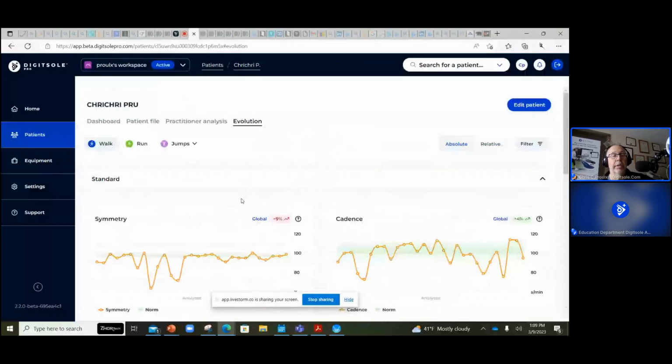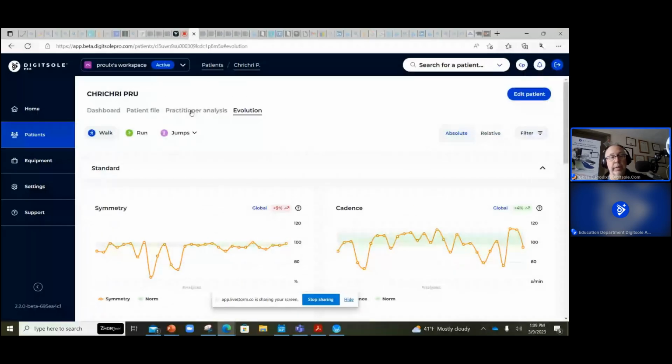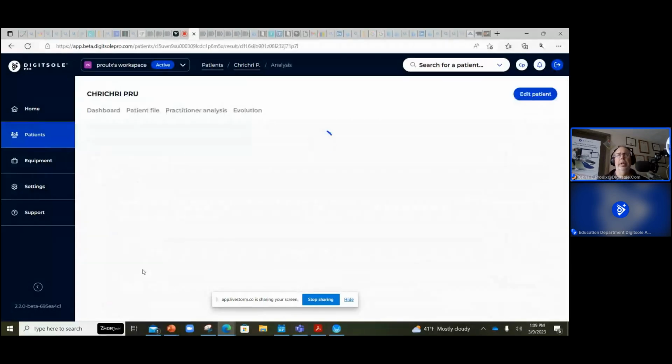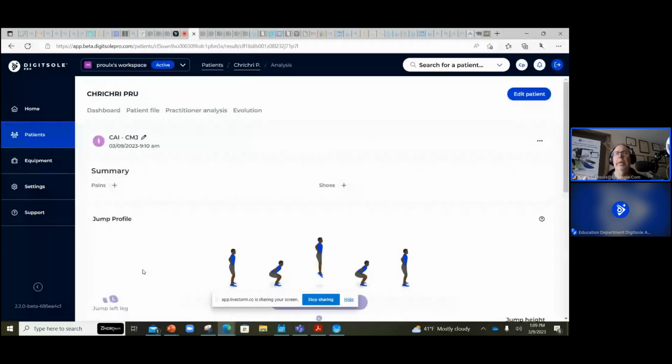All right, so let's go to the practitioner analysis, which shows me all of the reports. We're going to do the counter movement jump to start with. I like to start with that one first. If we think about the procedures, some people may just want to do a counter movement vertical jump. I usually do my top three: a counter movement, then the single leg forward hop, and then the single leg triple hop. I start with the counter movement because that one is the least complex. It allows them to use both legs.